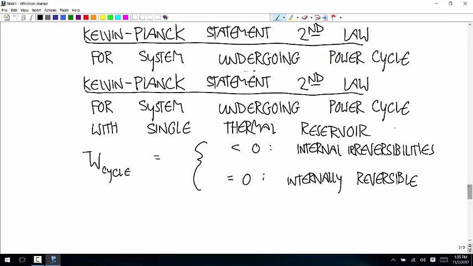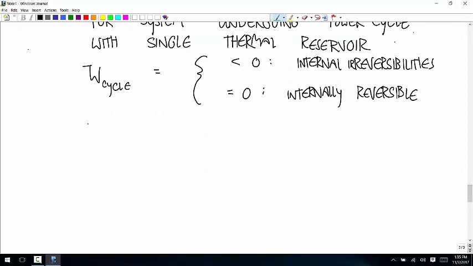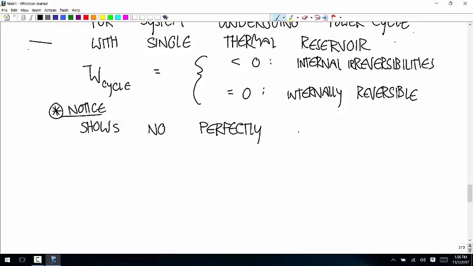Okay, so first thing, notice that right away this shows that there's no perfectly efficient power cycle, which is the statement that I gave before of the Kelvin-Planck second law.